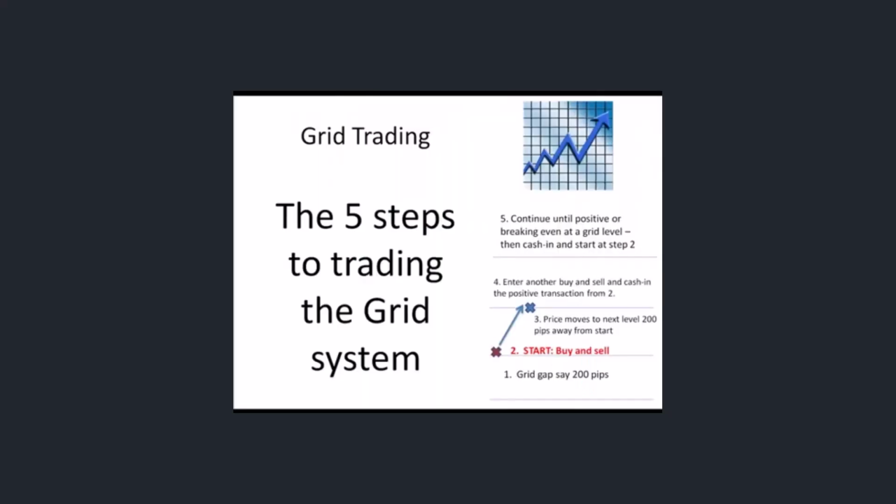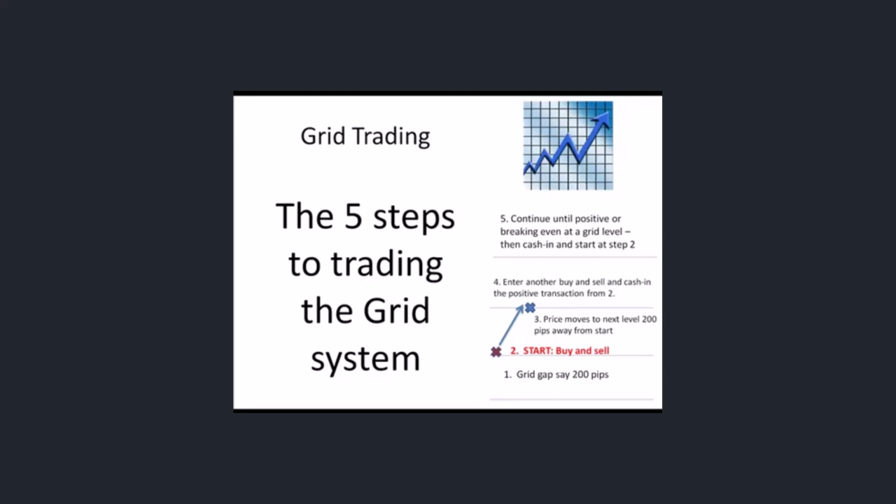There are 5 steps to trading the grid system. Firstly, as step 1, you establish a grid size that you're going to be using for your trading, and in this example we're going to use 200 pips as a grid size. So the gaps between the grid lines are going to be 200 pips. Once you've established that, we'll go into how you establish that in later videos.